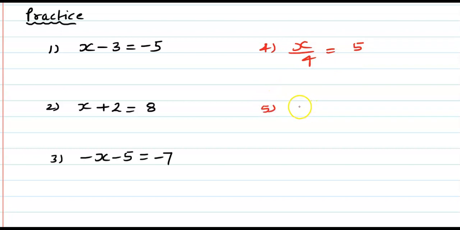Now here, x over 3 equal to 6 over 5, and the last question is 3x plus 5 equal to 20. Okay, please pause the video and have a go now.